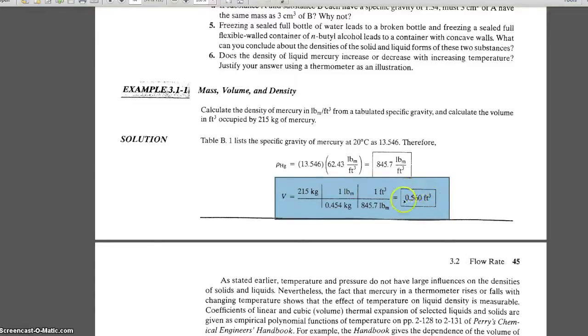With this equation, you finally get 0.567 cubic foot of mercury occupied by 215 kilogram of mercury. So that's how you calculate it. You have to manipulate the equation to get the volume, the mass, or the density using the specific gravity. Alright, that's all.